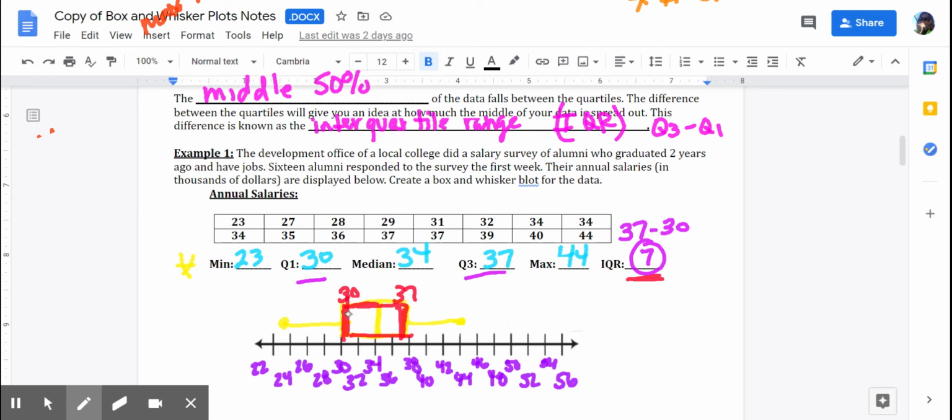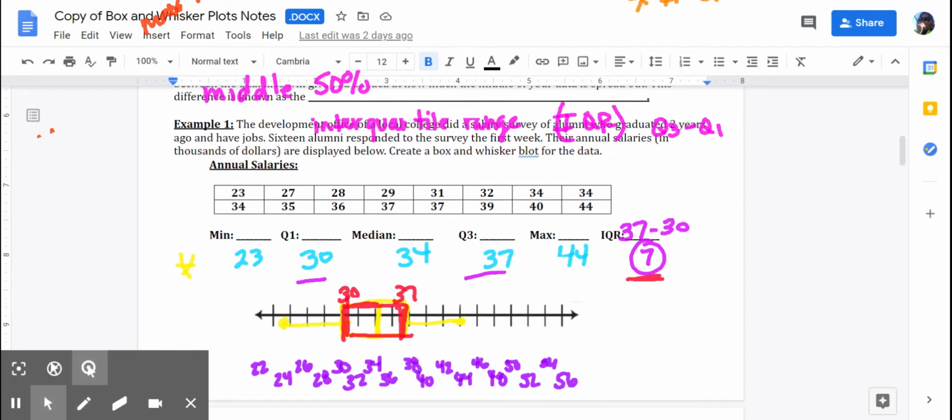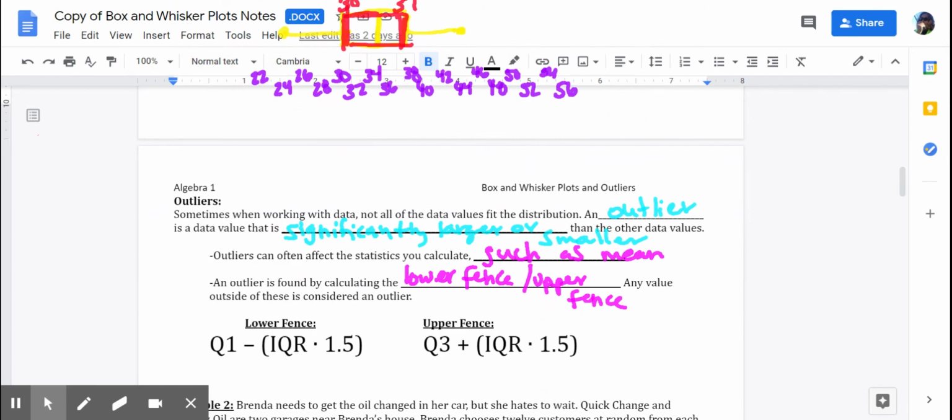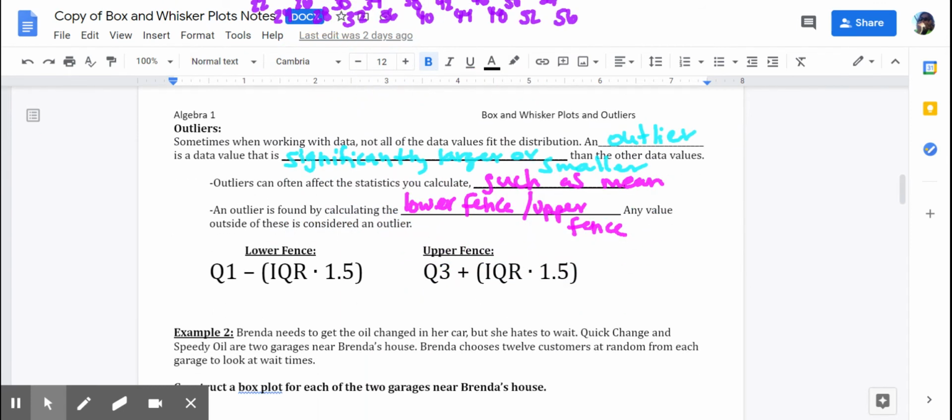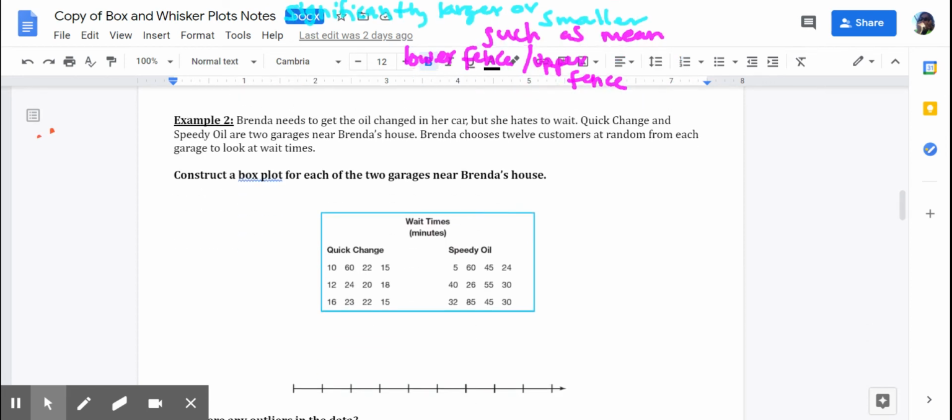Now when we look at Q1, we want to go minus, because we want to try and get it outside of our data, a whole box length plus another half of box length, and then any number at that point or below is going to be what we consider to be an outlier. So we have these two formulas that we can run to test those values to see if they truly are an outlier. So let's look at example 2.